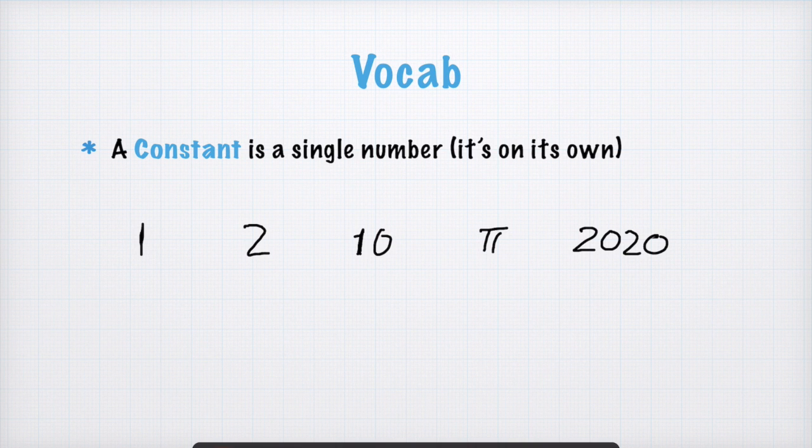So the biggest thing that we can think about, and the reason why it has its name constant, is because these numbers don't change. 1 will always equal 1, 10 will always equal 10, and 2020 will always be 2020. If you need some help remembering this, you can always think of constants being Beyonce, because Beyonce is always going to be Beyonce, and she wrote the song Single Ladies. So single, number, constant, Beyonce.